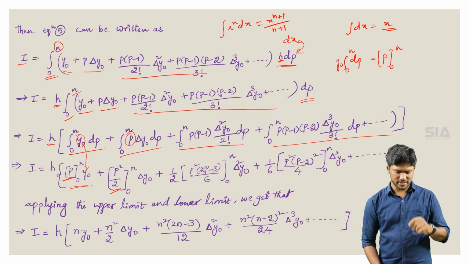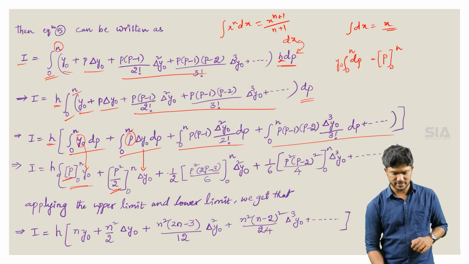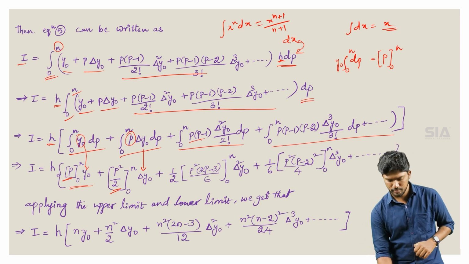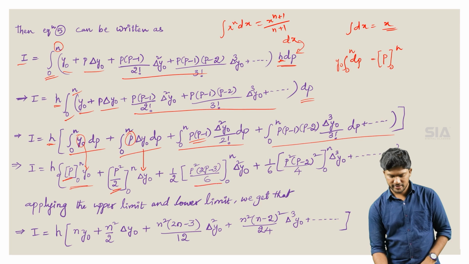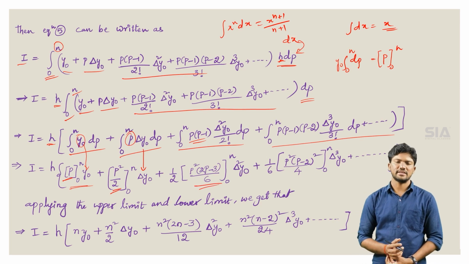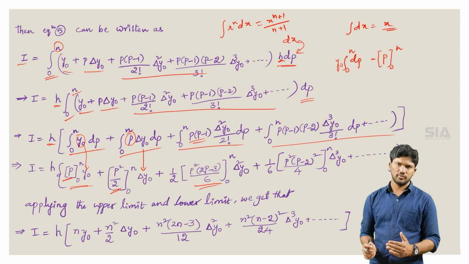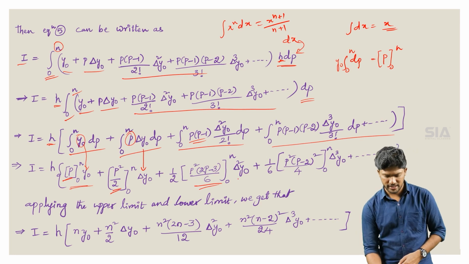Delta y naught is a constant, so we can write delta y naught as it is. Next, here you have p into p minus 1. Simplify it and apply integration, and we get p square into 2p minus 3 by 6. The constant 1 by 2 factorial is 1 by 2, and delta square y naught.